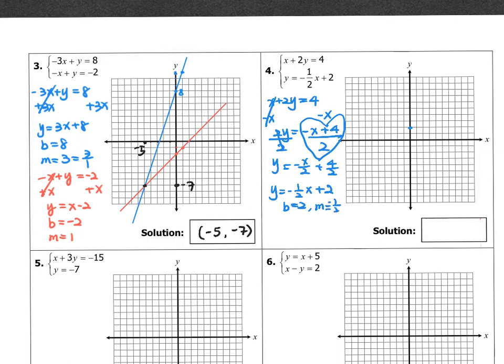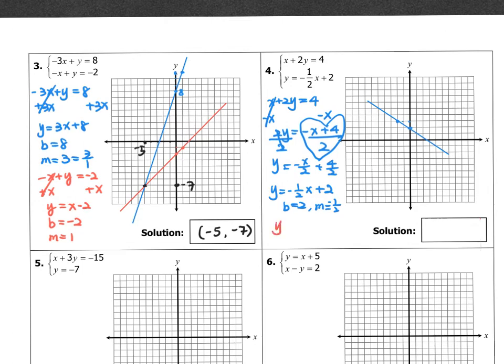So b is 2, which is right here. Then I rise by 1, positive. Then I run negative to the left. So let's see if I can connect these two carefully. Yep. And now the next one, I'll go a little faster on the second one.